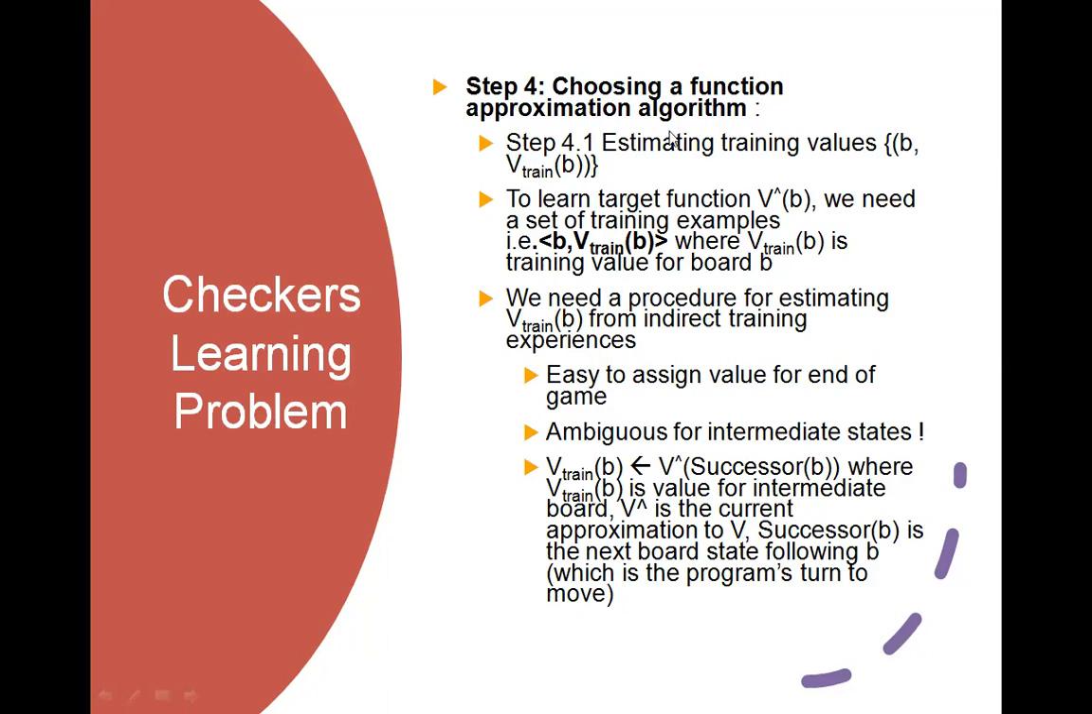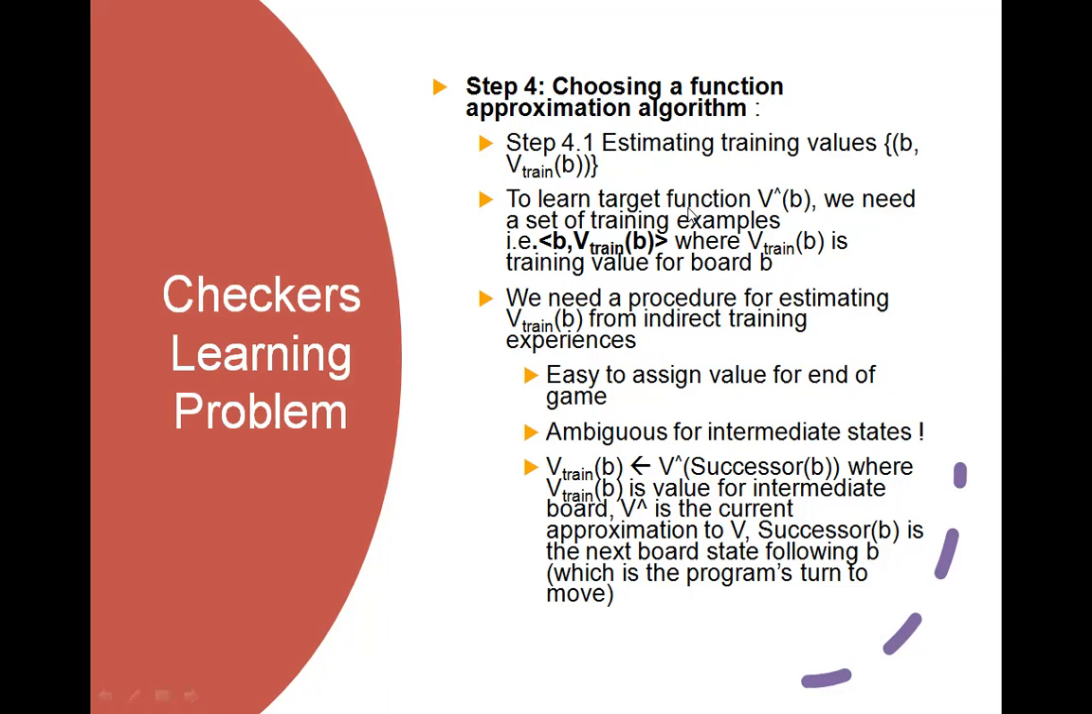The approximating algorithm will do estimating training values. B comma V train of B: these are the training values. B is the board state, and V train of B is the value of that board state. Whenever I say board, it consists of 4 or 5 red pawns and black pawns in certain positions. If the board is in some particular order, what is the value of that board? I need that for training our system.